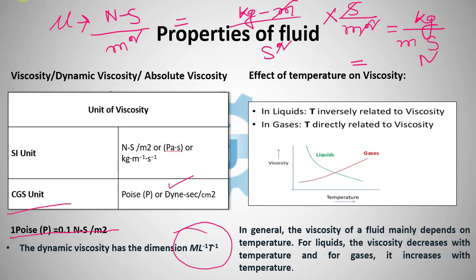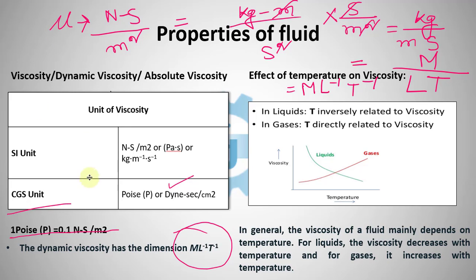The dimension of kg is M, the dimension of meter is L, and the dimension of second is T. So here we can write M by LT. So that is M into L to the power minus 1, T to the power minus 1. So I hope you understand this, how we write this dimension.